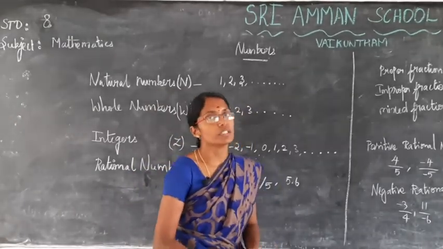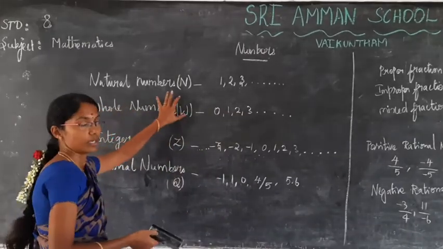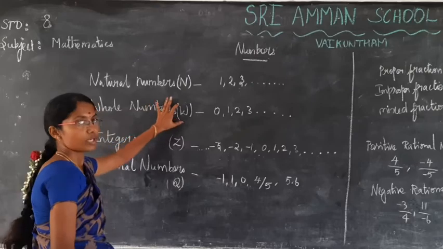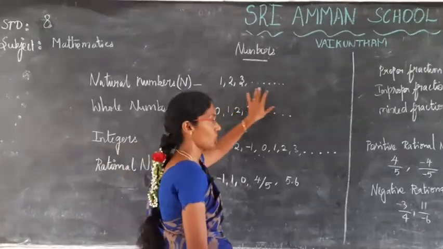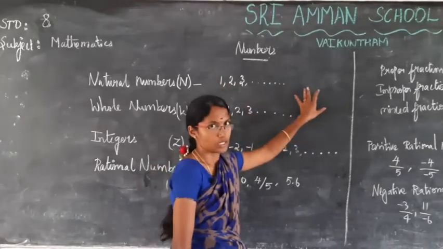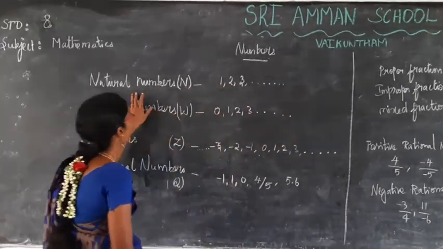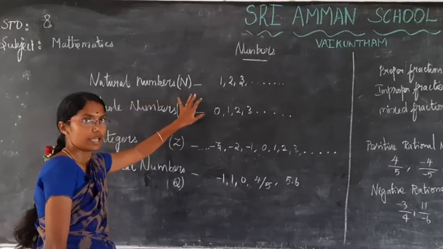Okay. First we once again go through what we mean by natural number. Natural number starts from 1 and it goes on: 1, 2, 3, up to infinity. Natural numbers are represented by the letter N.